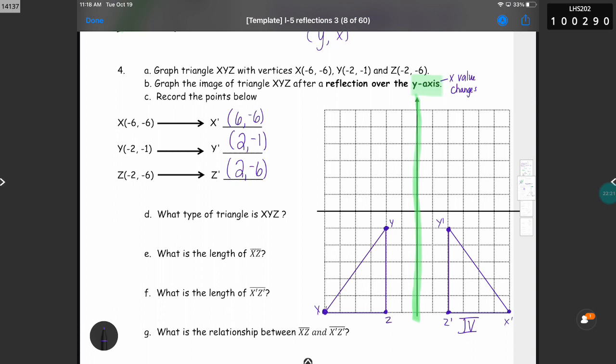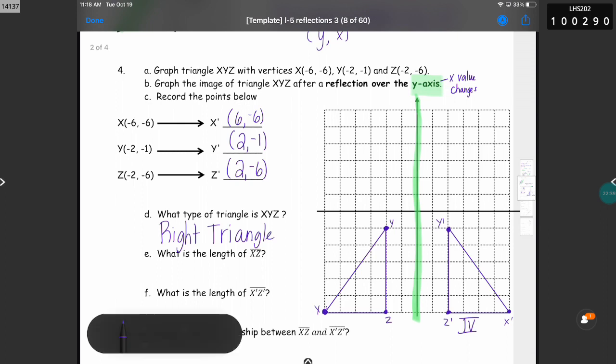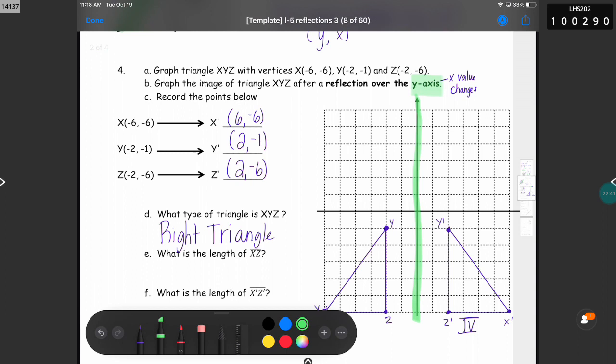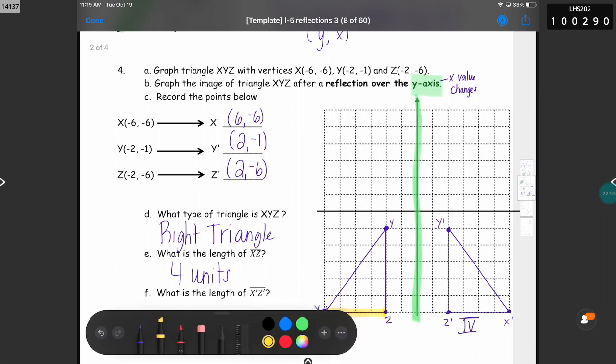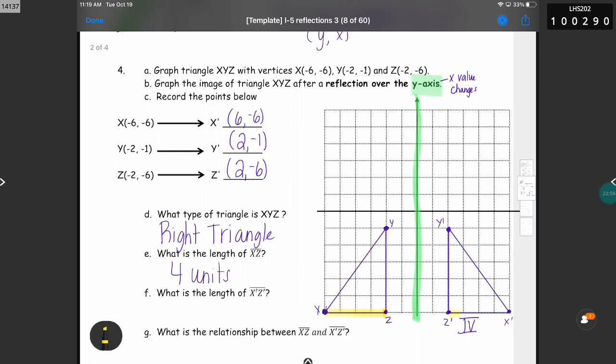What type of triangle is XYZ? Right, a right triangle. What is the length of side XZ? Let's count this. 1, 2, 3, 4. It is 4 units. What is the length of X prime, Z prime? 1, 2, 3, 4. This is also 4 units.